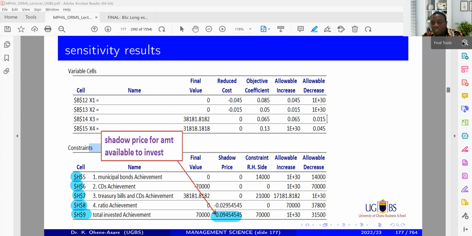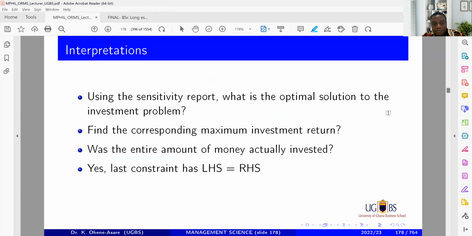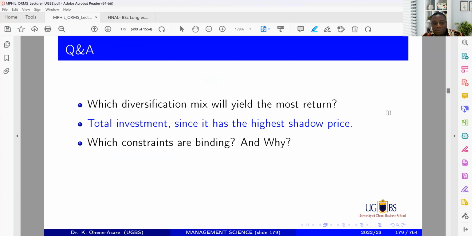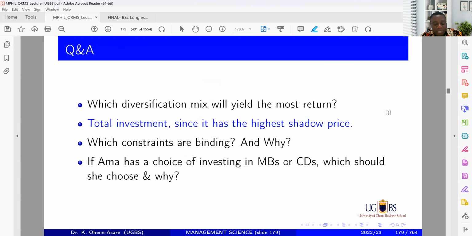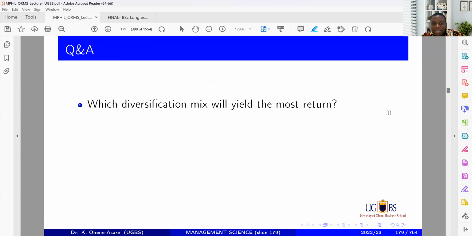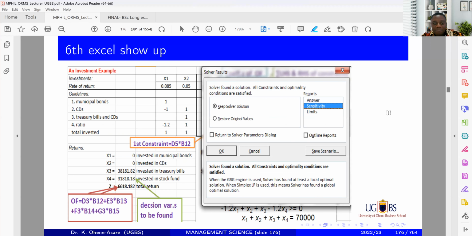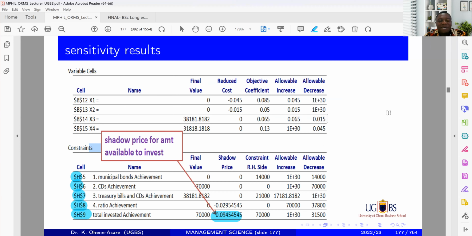Now, let me ask you a question. All of you. If Amma had a choice of investing in municipal bonds or certificate of deposit, which one should she choose and why? Municipal bonds and certificate of deposit. By the way, who can tell us the X values for them? Municipal bonds and certificate of deposit. What are the X values? Emmanuel. Yeah, the X1 and S2.